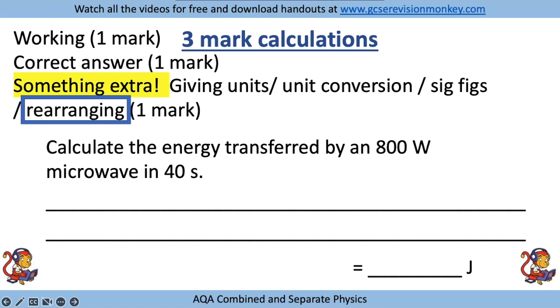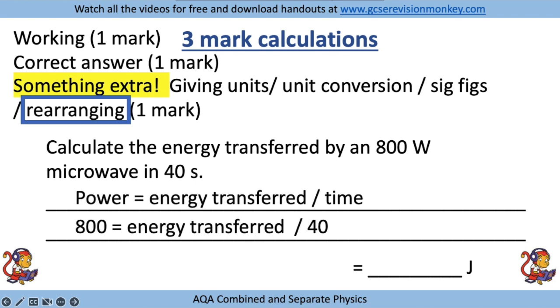First of all, you need to write down the equation that you're using, and then importantly, write in the numbers that you've got. So this time, we've been given the power and we've been given the time, but we don't know the energy transferred. So write down the equation, power equals energy transferred over time. Write in the numbers for power. Write in the words for energy transferred. Write in the number for time. And then that will at least get you that first mark.